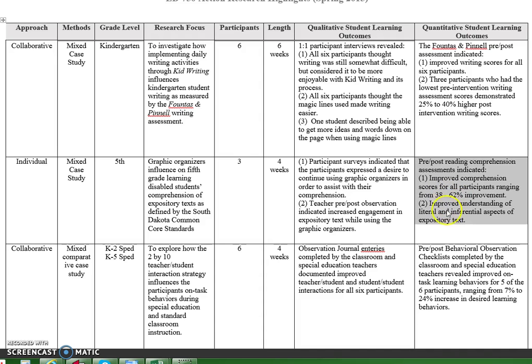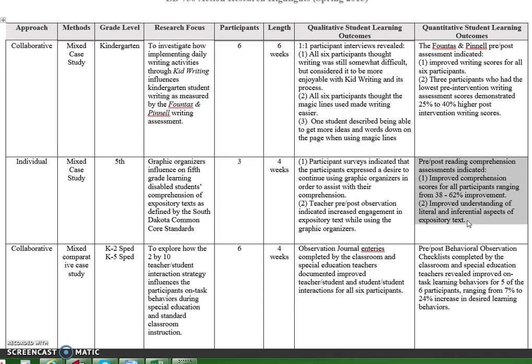The second one says that one of our findings was that there was improved understanding of literal and inferential aspects of expository text. If you think about that a little bit, your question should be, to what extent? I'm not seeing a measurable statement here. So she should have said a percentage or a range or a mean or something that describes and makes it measurable in order for it to be a quantitative finding.